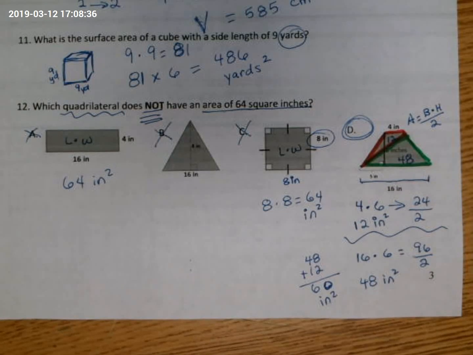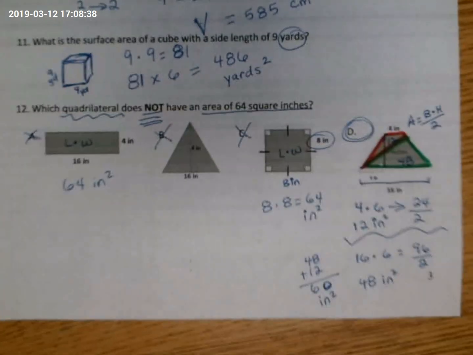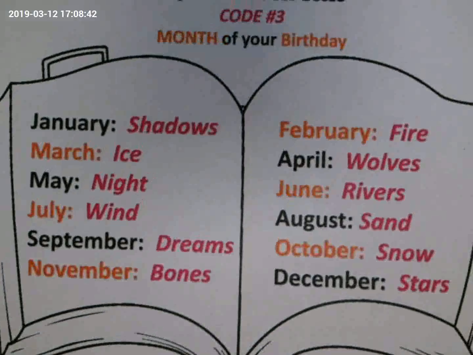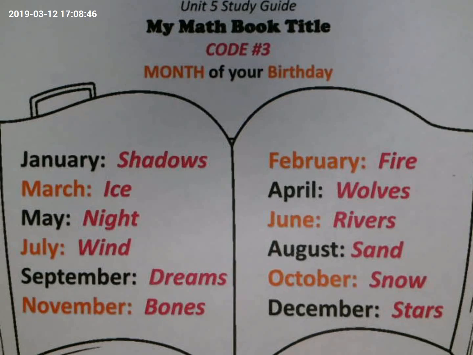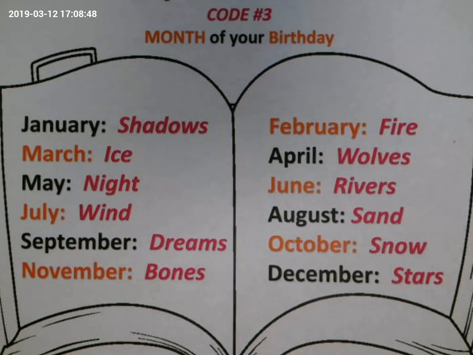So now it's time for code set number 3. All right. So for code number 3, this is the month of your birthday. So the month of your birthday gives you your next clue, your next code. So mine is in February, so mine is fire. And mine is May, so mine is night. Nice. All right, awesome. Look, put your code in. All right, last page.